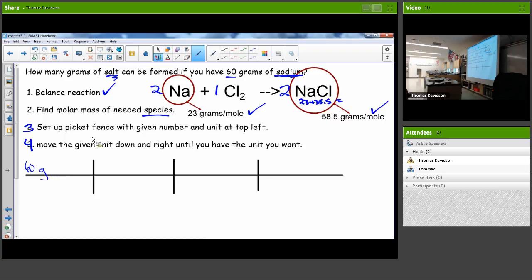Of sodium, which is what symbol? Na, right?